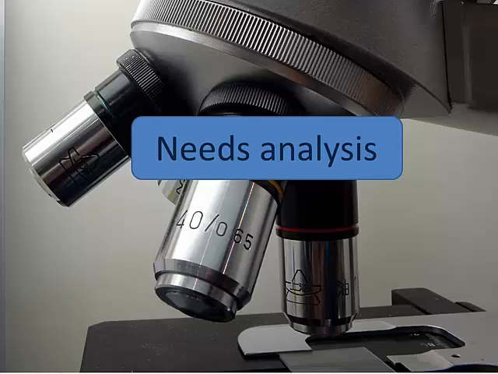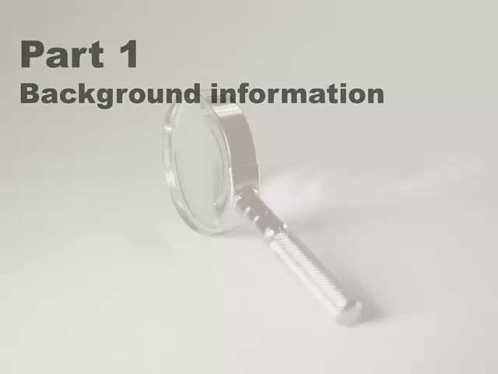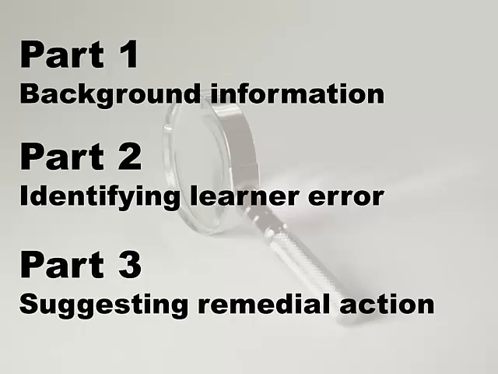Now, just to note that there are no standardised assessments in CELTA, so each CELTA centre produces its own assignments and the rubrics will therefore be slightly different, but they are all based on criteria that are laid down by Cambridge, so they should be fairly similar. The assignment generally is in 3 parts. Part 1 is some background information about the learner. Part 2 is identifying some of the errors that they make. And part 3 is usually suggesting some kind of remedial action for the problems that you found in part 2.